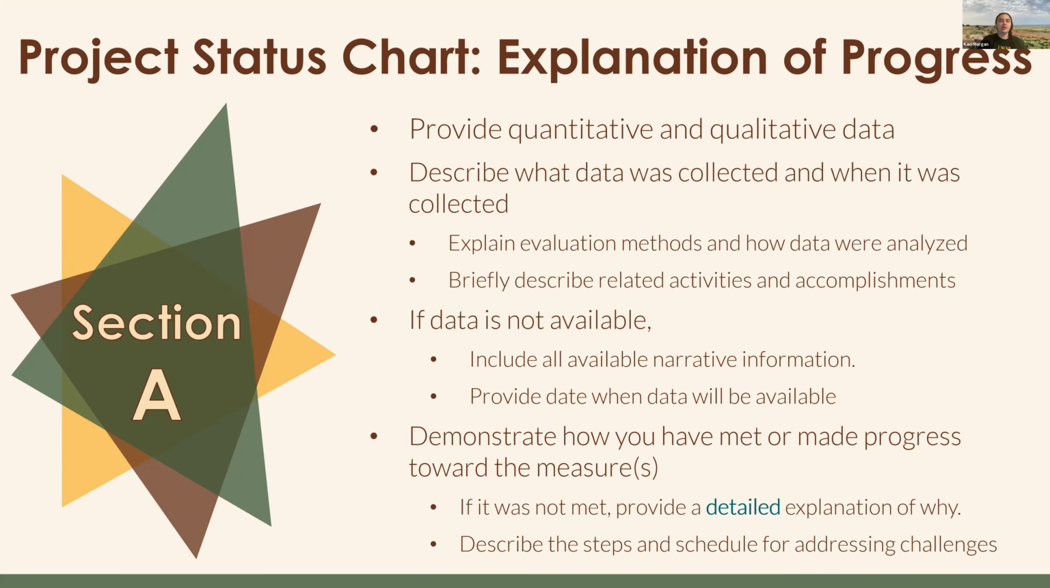So let's talk about those explanations of progress in a little bit more detail. When you are writing your explanation of progress, you will want to provide both qualitative and quantitative data that gives the reader insight, not only about whether or not your goals were met, but also provides insight about the background and context under which you are operating, as well as the challenges that you overcame. And then in the narrative explanation of progress, you should demonstrate how you have met or made progress toward the measure. And if it was not met, this is also an area where you can provide an explanation of why, or talk about upgrades that you might be making to your programming or your processes.